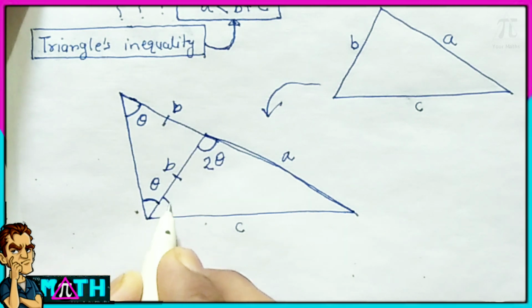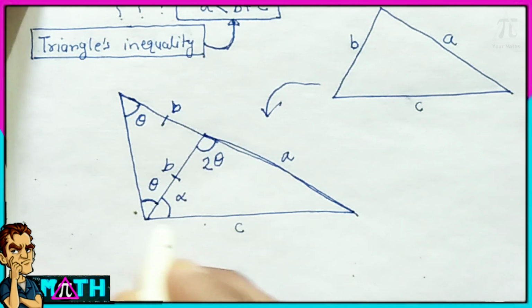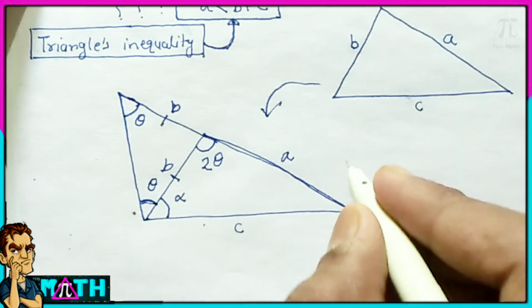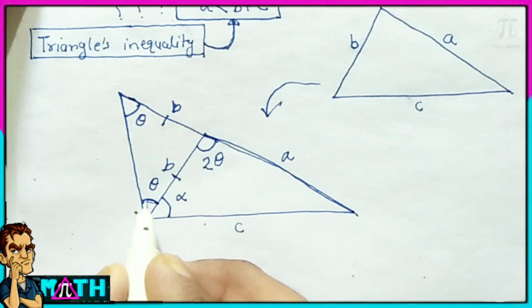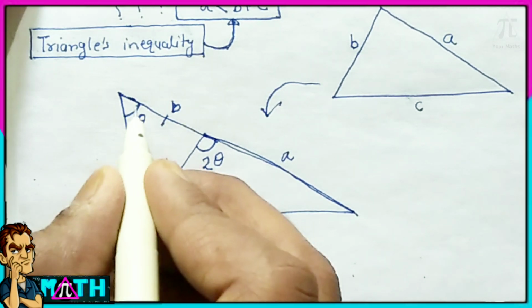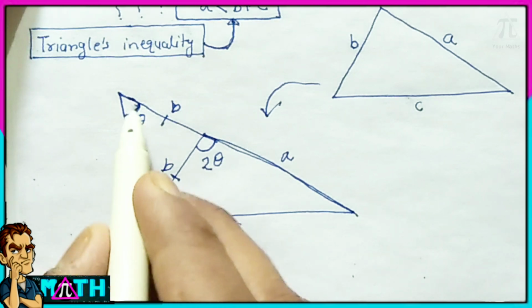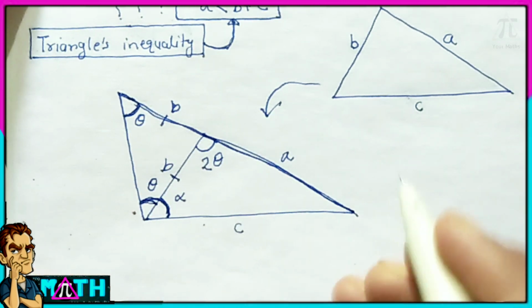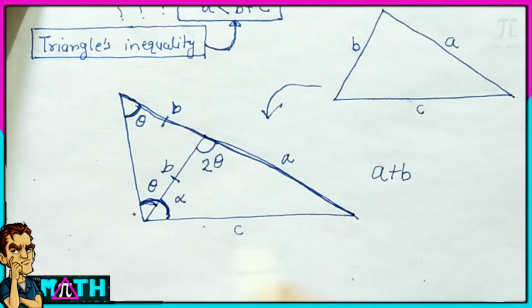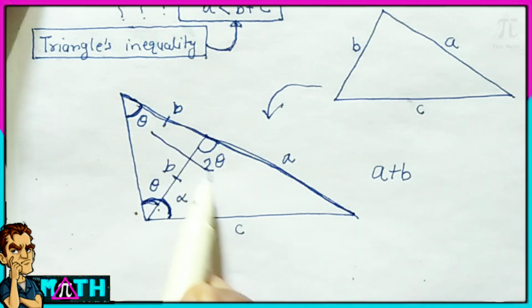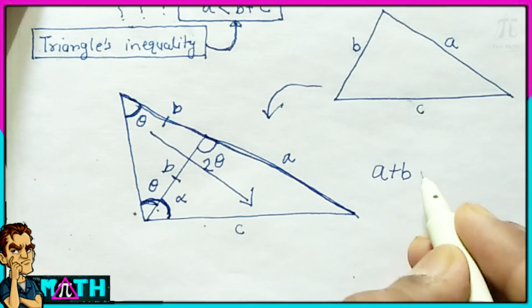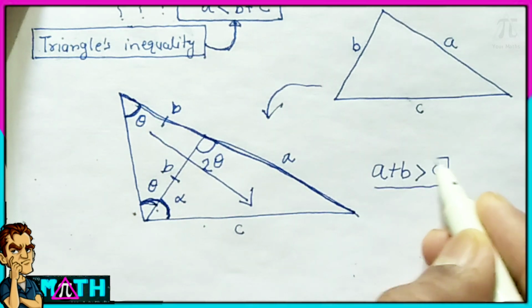Now let me name this angle alpha. In my previous video I told you that a greater angle has a greater side. So here you can see that this angle is theta plus alpha and this is theta only, so obviously this angle is greater than theta. Therefore the corresponding side of theta plus alpha, that is A plus B, must be greater than the corresponding side of theta, that is C. So we can write A plus B is greater than C.